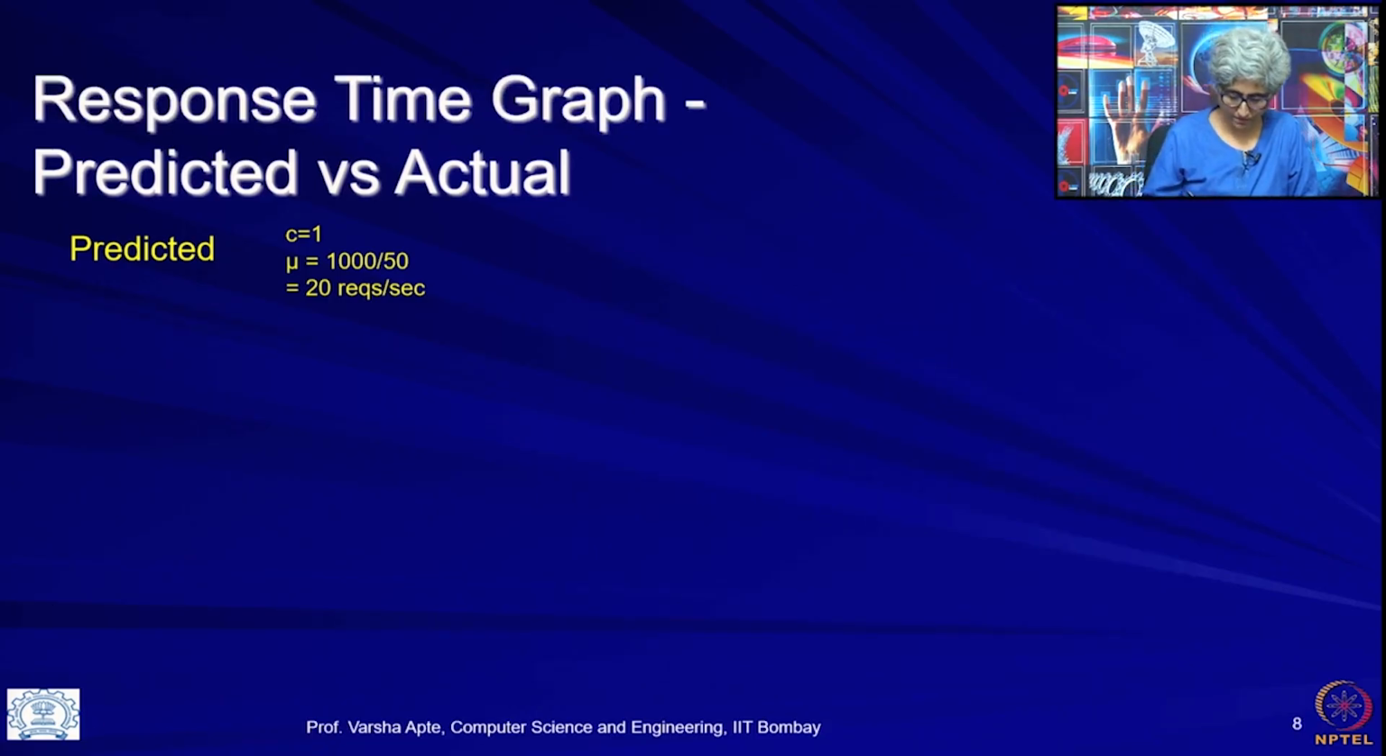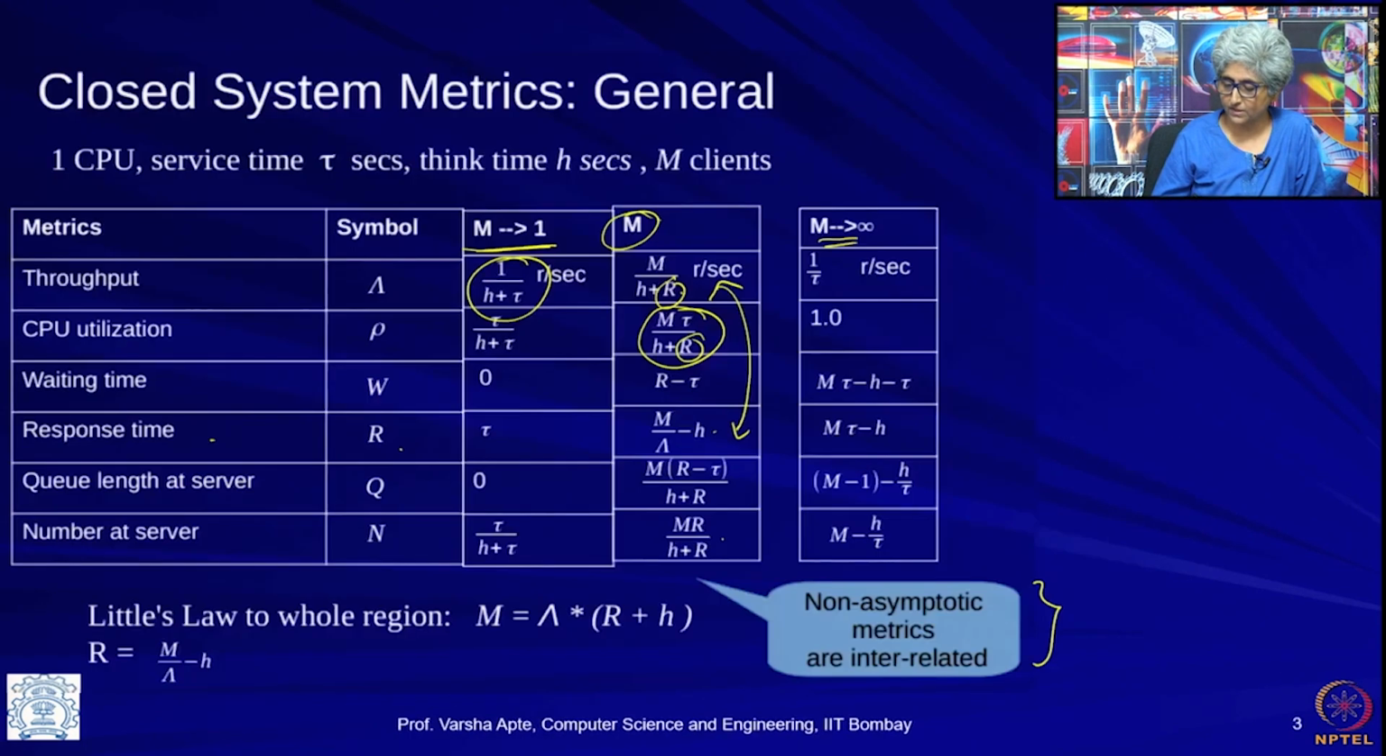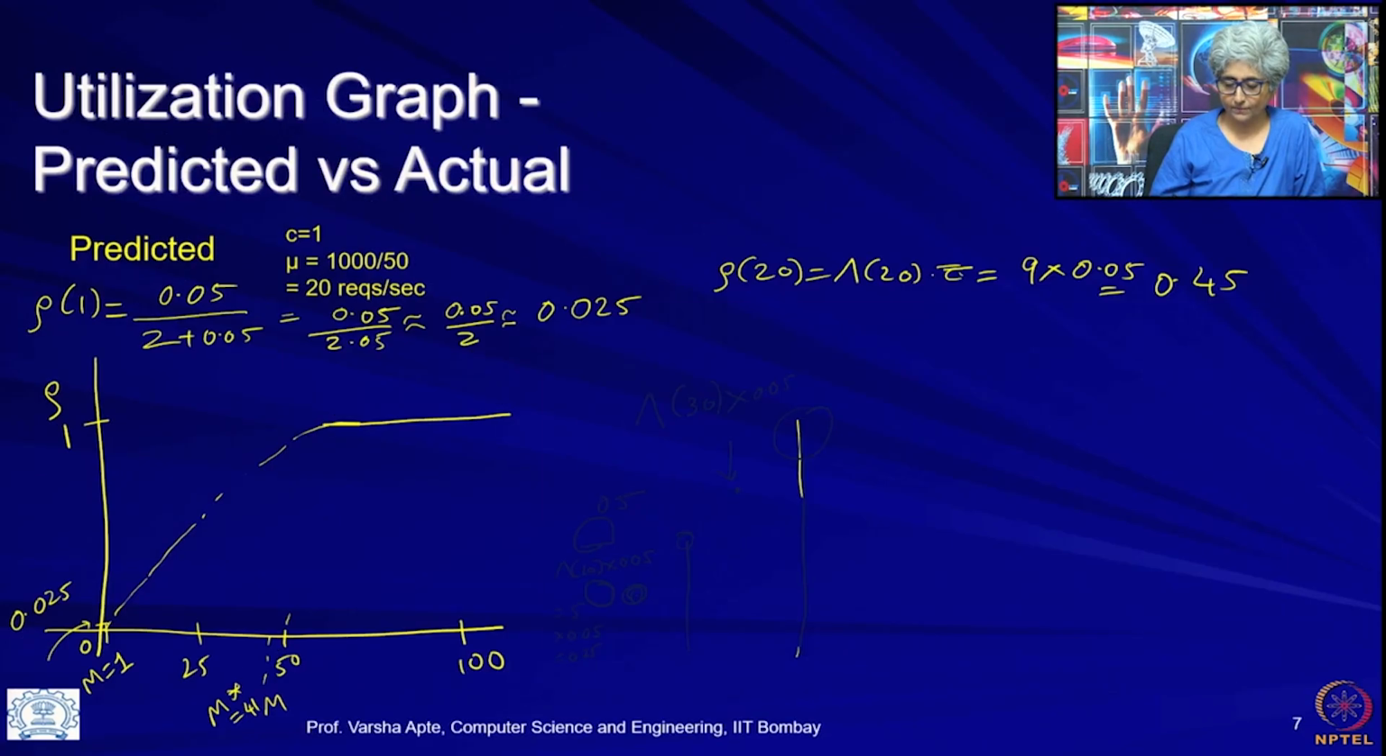Now, let us look at response time. Okay. Remember, response time at 1 should just be equal to tau. So, this is 0.05 or 50 milliseconds, and response time asymptote, we had done this in our closed systems. It is, remember, m tau minus h, right. This is at any value of m and the asymptote is m tau minus h. So, what is it going to be here?